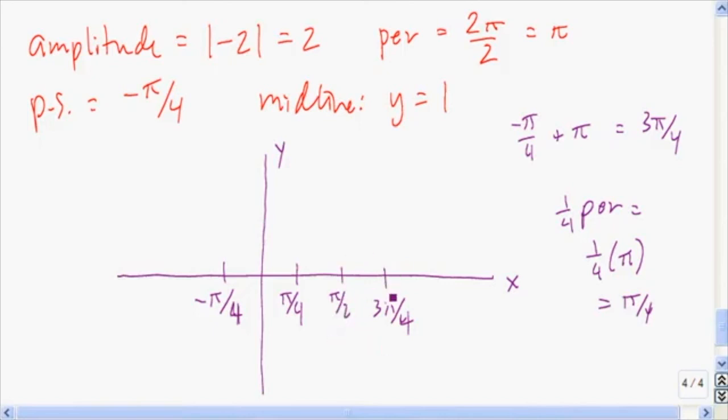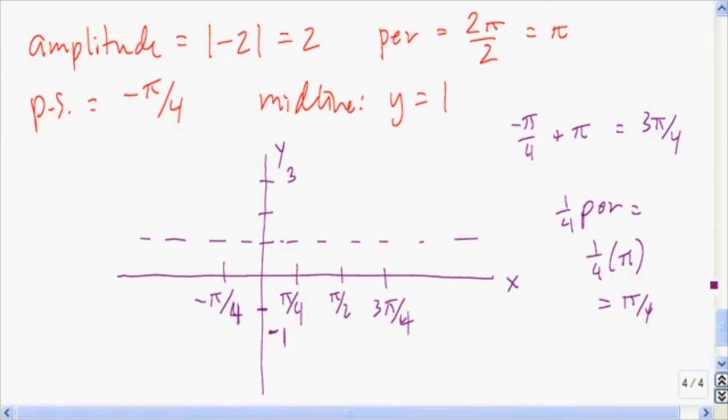All right, so now we draw the midline and go up and down the amplitude. Okay, so up the amplitude takes us up to 3 for our max, and down the amplitude takes us down to -1 for our min. All right, so we have basically the skeleton of our graph drawn.